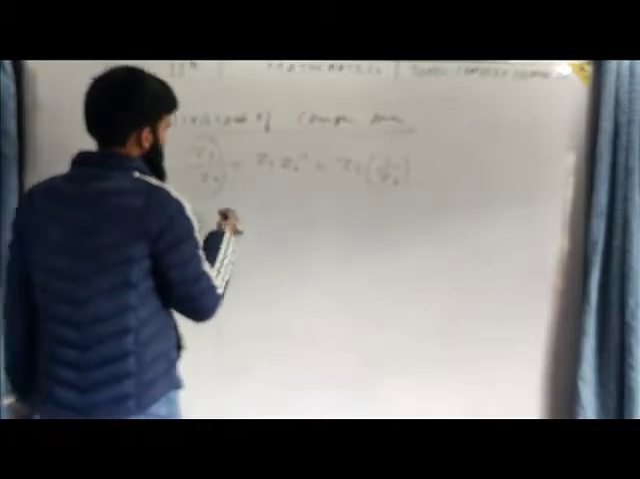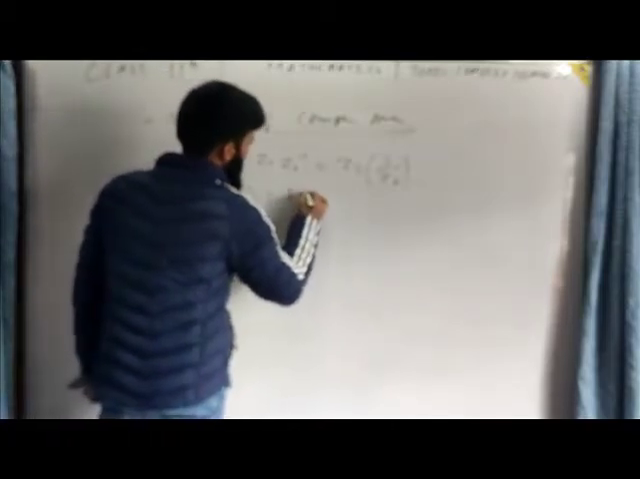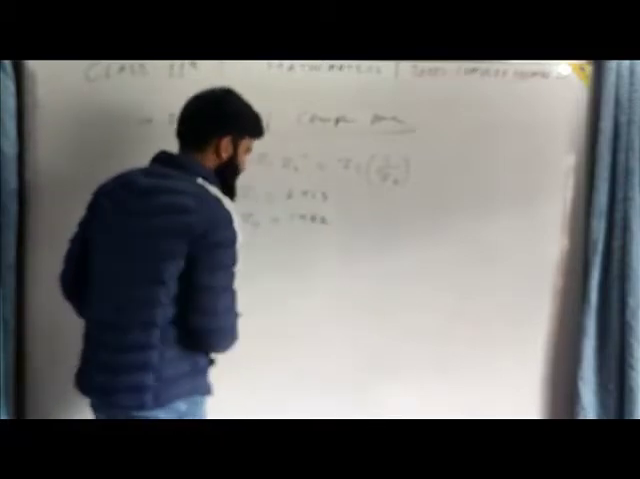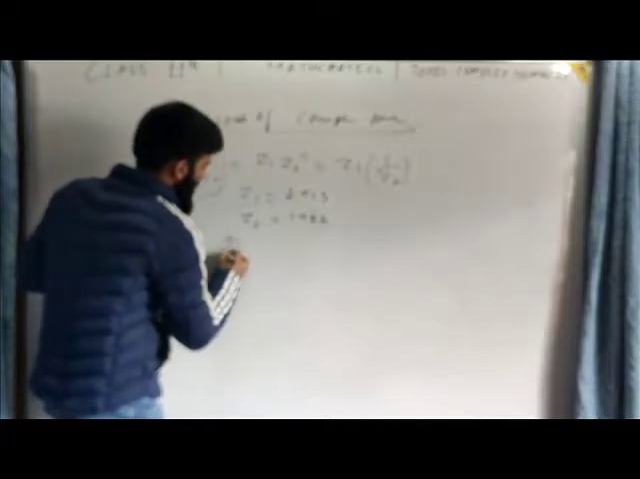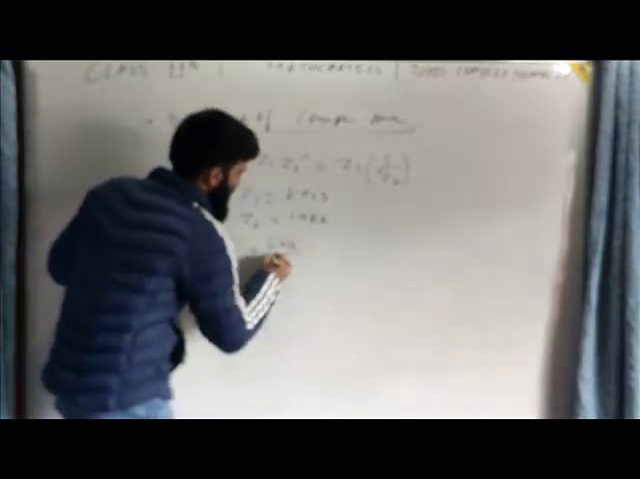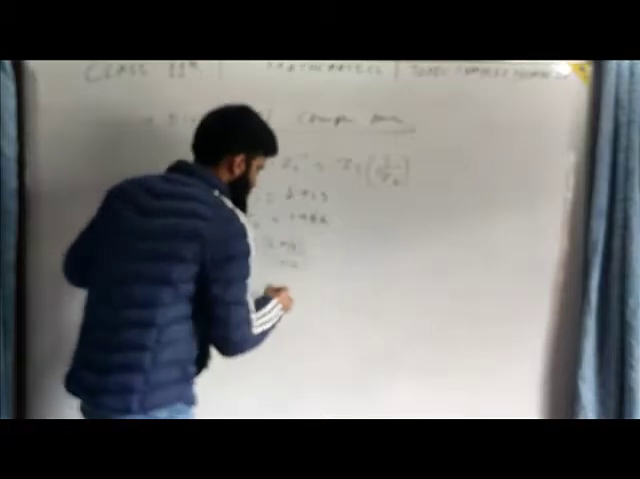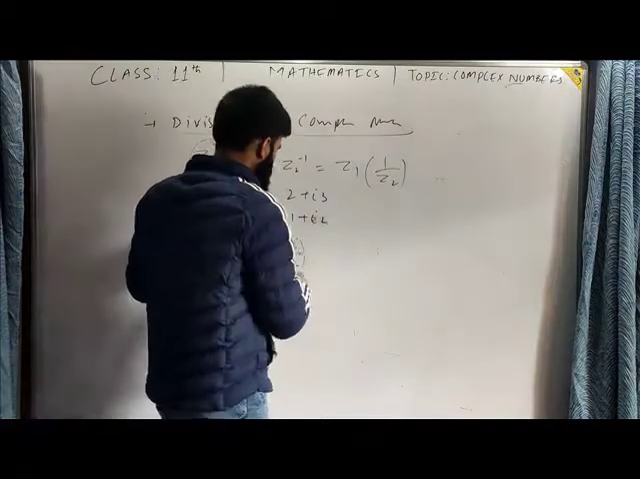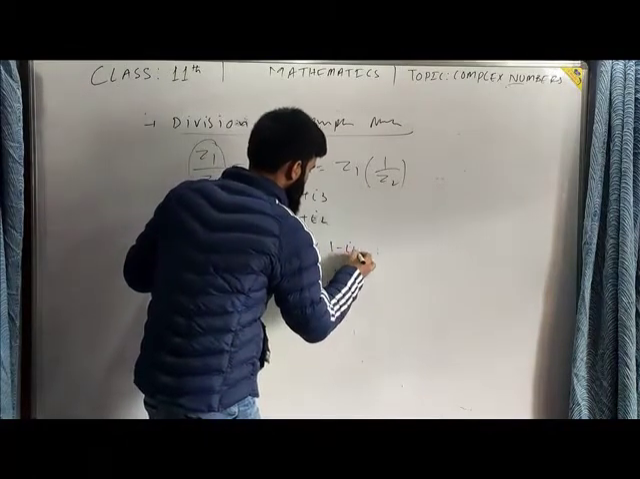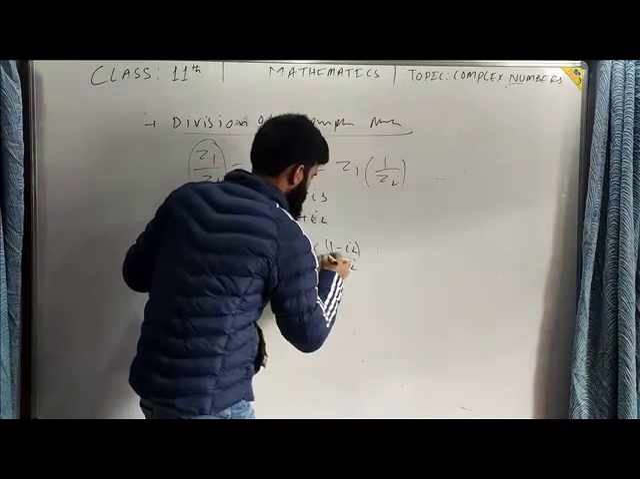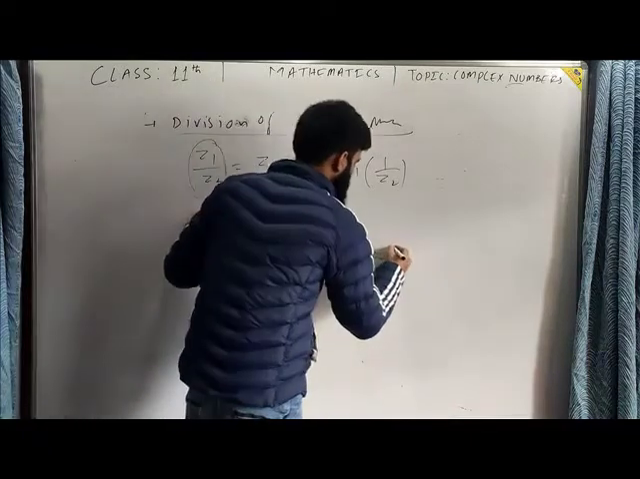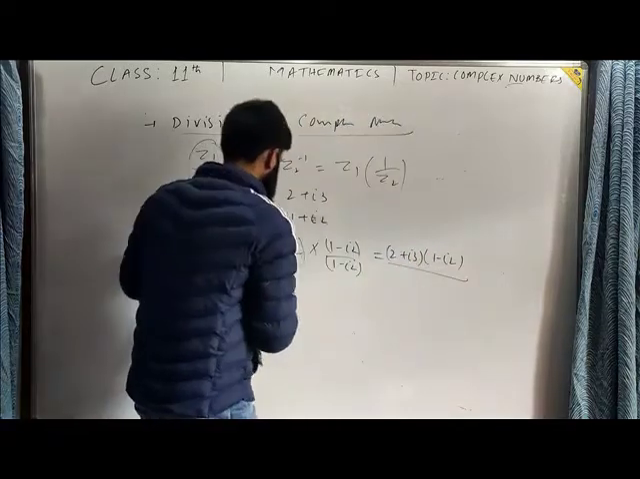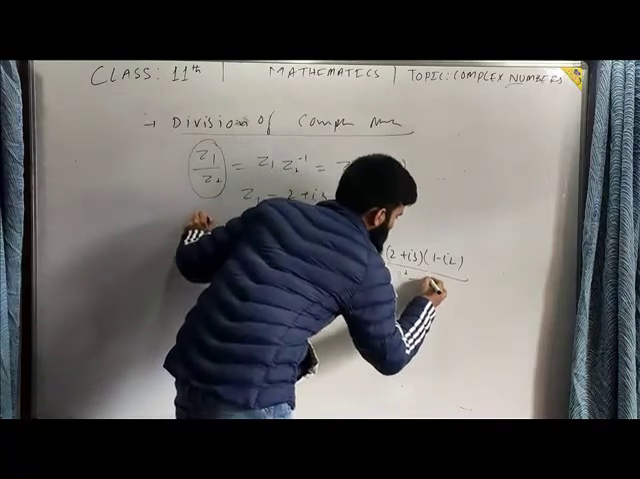For example, if we have z1 as 2 plus iota times 3, and z2 as 1 plus iota times 2, then we will have z1 upon z2, so we get 2 plus iota times 3 upon 1 plus iota times 2. So this is a complex number, and you have to go for the division of this complex number. How can we go? We'll go for rationalizing the denominator, multiplying by 1 minus iota times 2 in the numerator and denominator. So this will be 2 plus iota times 3 into 1 minus iota times 2, upon a plus b into a minus b, which is a square minus b square.